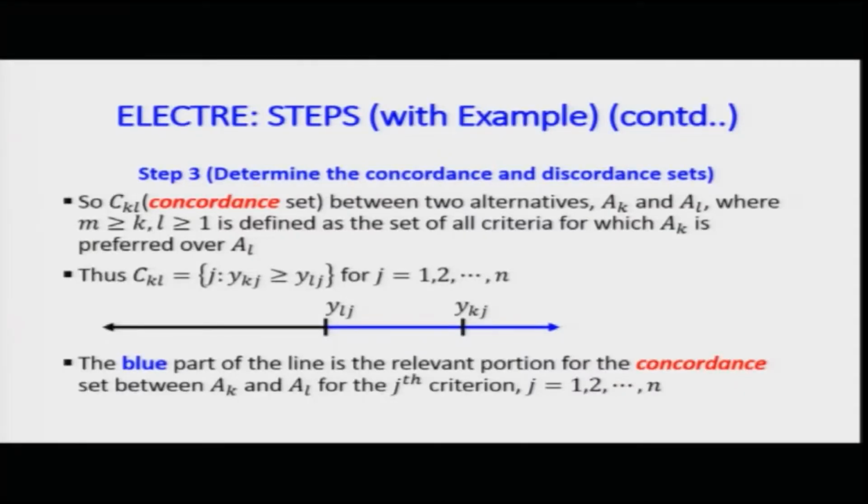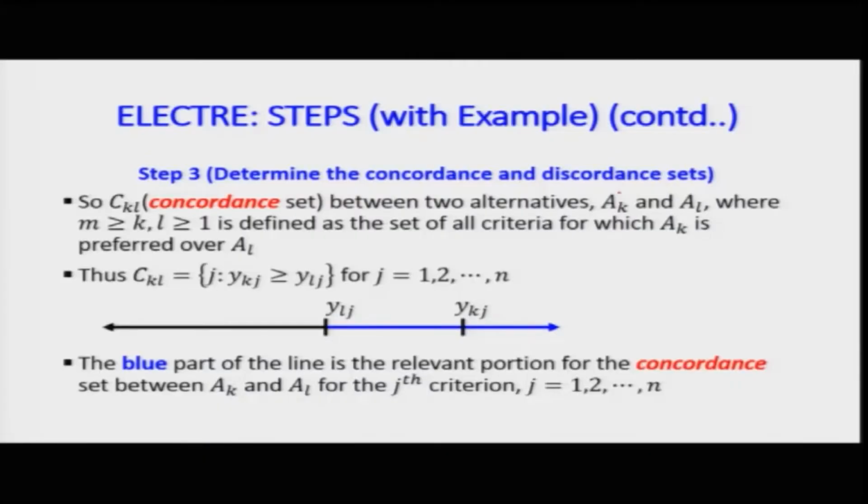So, continuing the third step, which is to determine the concordance and discordance set. We will have the concordance set between two alternatives Ak and Al. This formula looks a little bit tricky, but it is not. Once I have the values for the problem which you are solving, it will become clear. For two alternatives Ak and Al, where k and l are any number between 1 to m, it is defined as the set of criteria for which Ak is preferred to Al, and I will have those values of j.